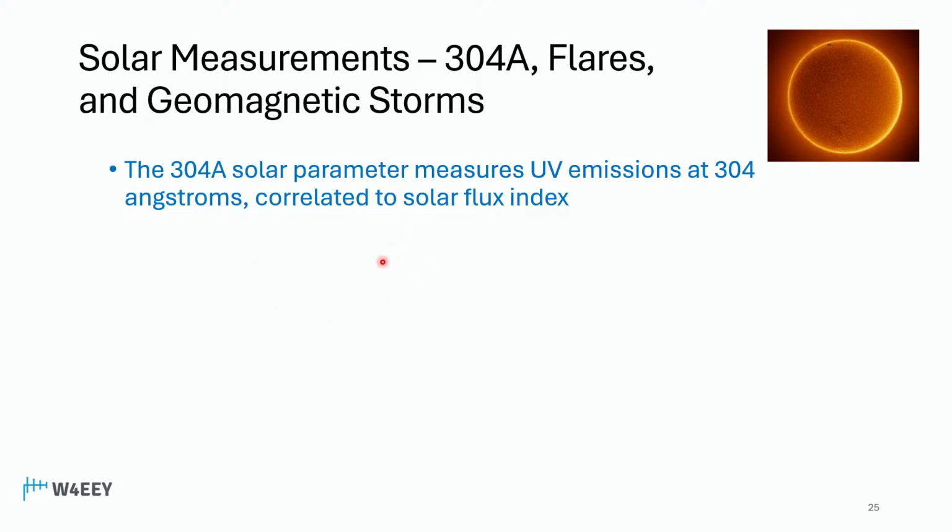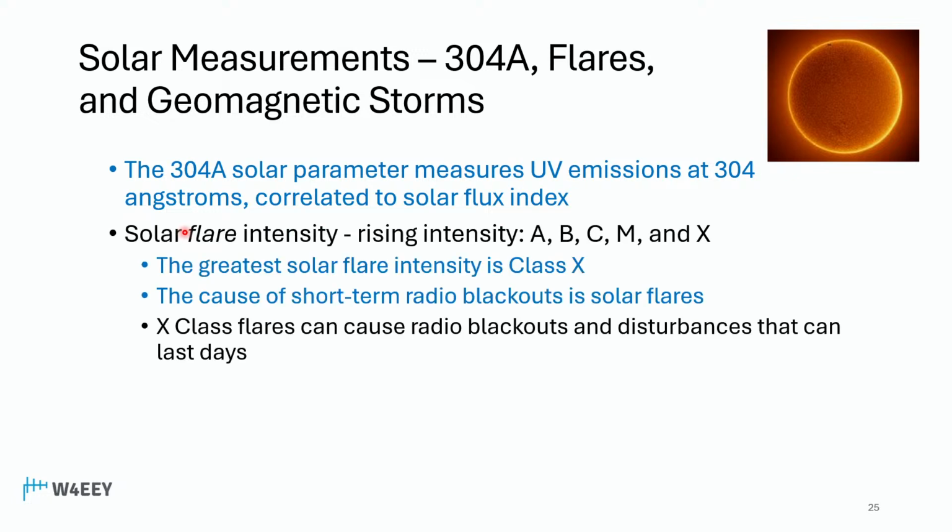And this is a fairly easy pool question because the 304A solar parameter and 304 angstroms, well, the question and the answer, the 304 line up, so that'll be easy for you. Now, flare intensity, okay? Those change: A, B, C, M, and X. The higher letters are increased intensity. Greatest solar flare intensity is X. And the cause of short-term radio blackouts is solar flares.